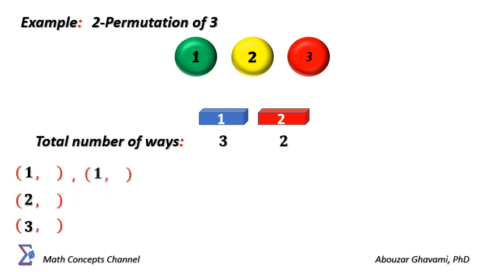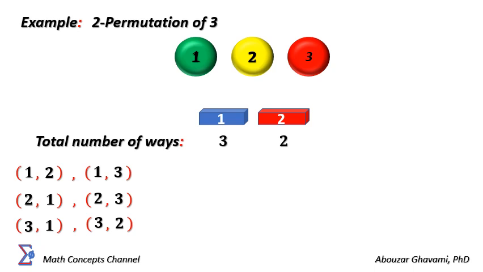For the tuple with 1 in the first place, we can fill the second place with 2 or 3. For the tuple with 2 in the first place, we can fill the second place with 1 or 3. And for the tuple with 3 in the first place, we can fill the second place with 1 or 2. So we have written all 6 possible ways of permuting 3 different objects in 2 different places.